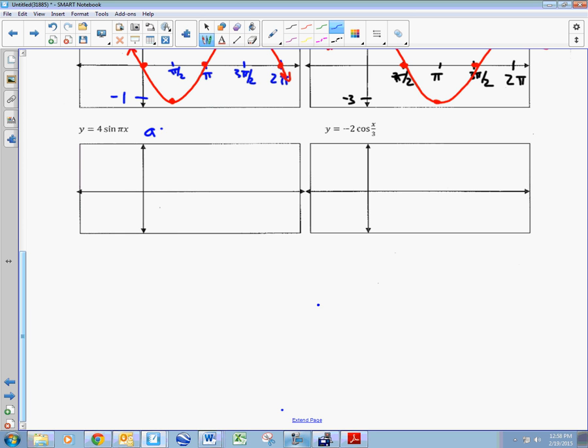Okay. Amplitude. 4. Period. Mark it off, 4 and negative 4. Period is 2. Divide it up into 4 pieces. What's half of 2? 1. So I have 1 half, and then you can count. 1 half, 2 halves, 3 halves. Cool.